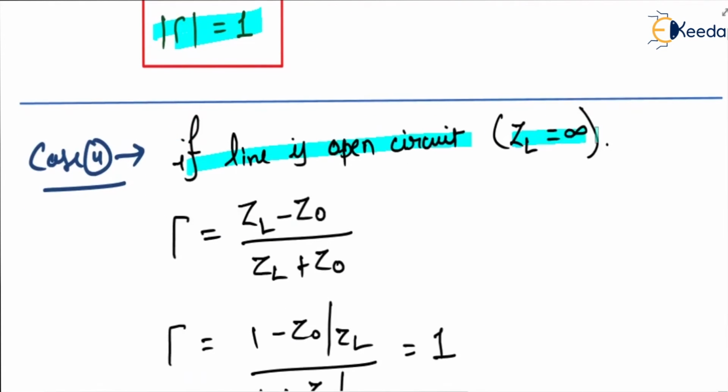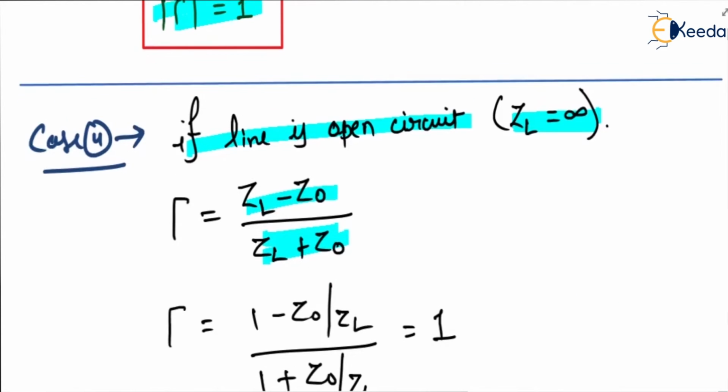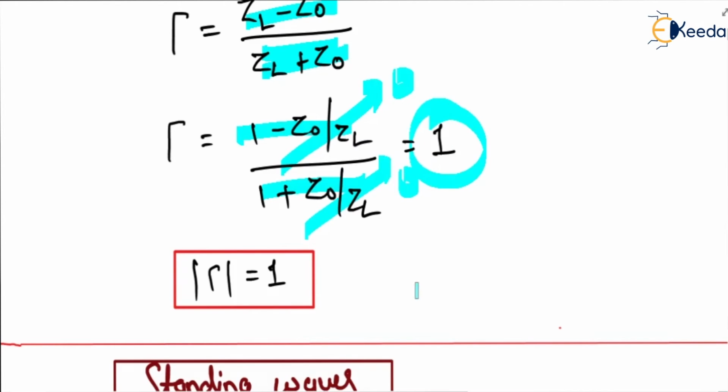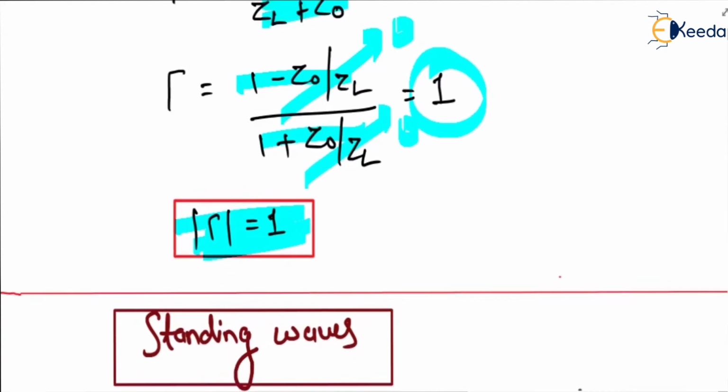And fourth is if the line is open circuited. Line is open circuited means ZL is equal to infinite. So gamma is (ZL minus Z0) upon (ZL plus Z0). It is (1 minus Z0 by ZL) upon (1 plus Z0 by ZL), and ZL is equal to infinite, so this term is 0 and this term is also 0, and gamma is 1, so mod gamma is also equal to 1.